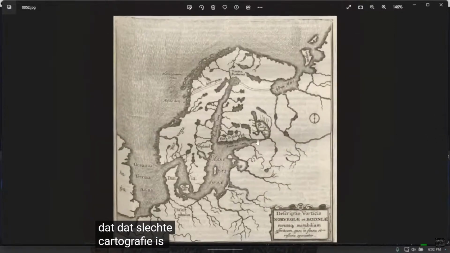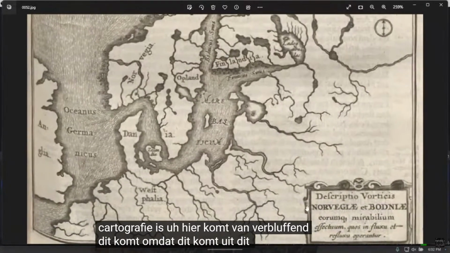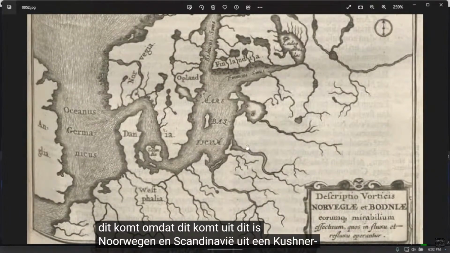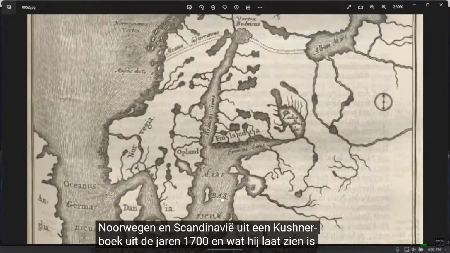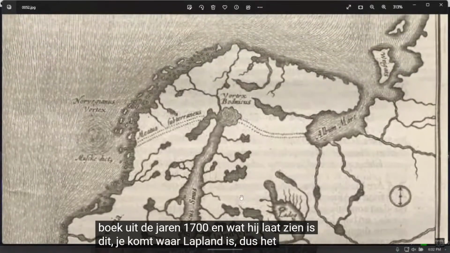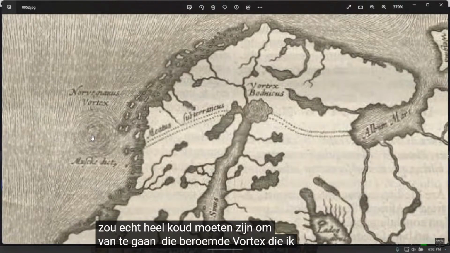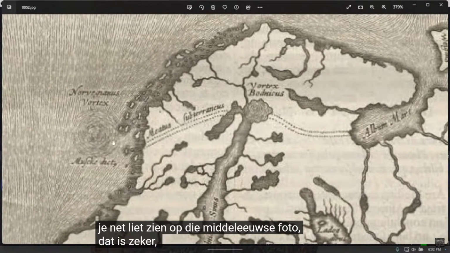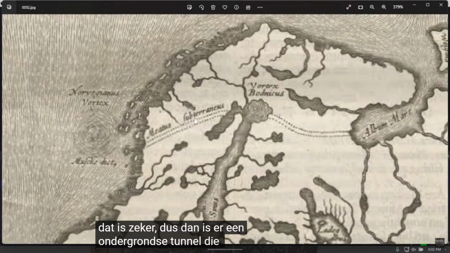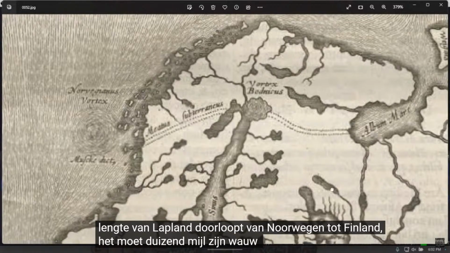That's poor cartography. Here is, mind-blowing this is, Norway and Scandinavia from a Kircher book, 1700s, and what he's showing is this. You get to where Lapland is, so it's supposed to be really, really cold. Going from that famous vortex, which I just showed you in that Middle Ages picture, there's a subterranean tunnel which goes the whole length of Lapland from Norway to Finland. It's 1,000 miles. Wow. Yeah.